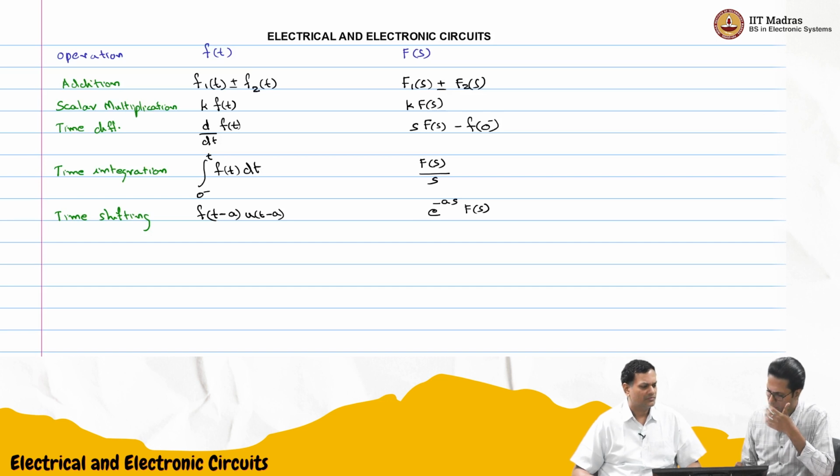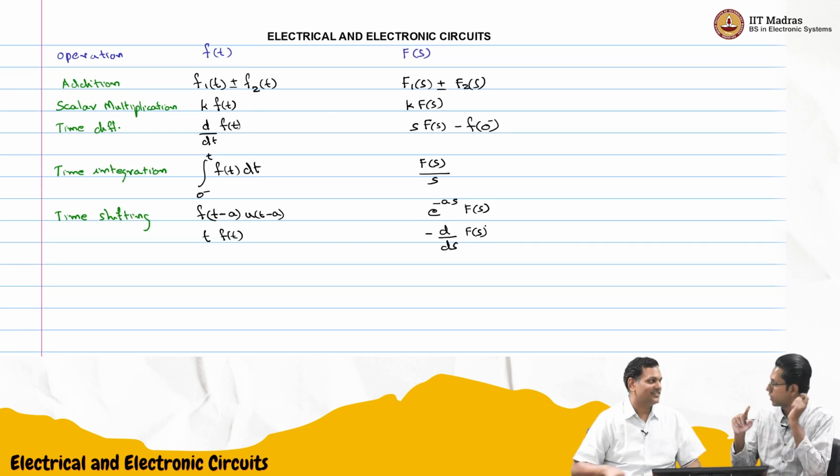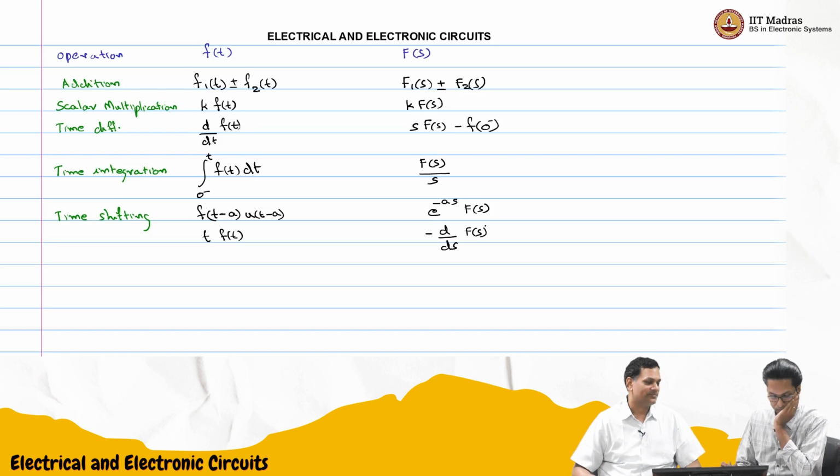Then we have done t times f of t. I think we did t times u of t, and we have done t times f of t also. If we have t times f of t, we had a nice expression. It was minus d by ds of F of s. In fact, we use this to solve one thing in two ways.